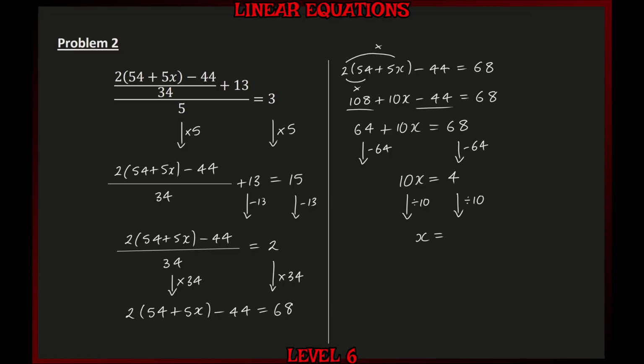And on the right, 4 divided by 10 can be written as 4 over 10, simplified to 2 over 5, or you can even write it as 0.4. I'm going to leave it as x is equal to 2 over 5 as my final answer to problem 2.